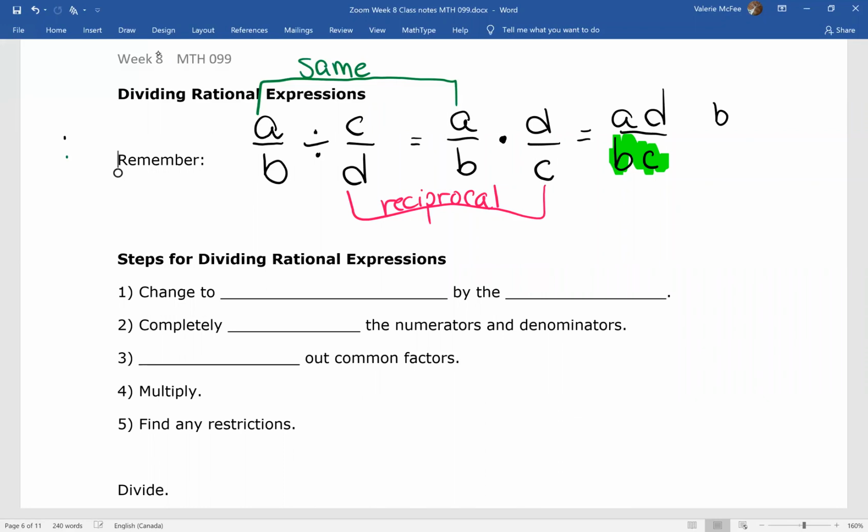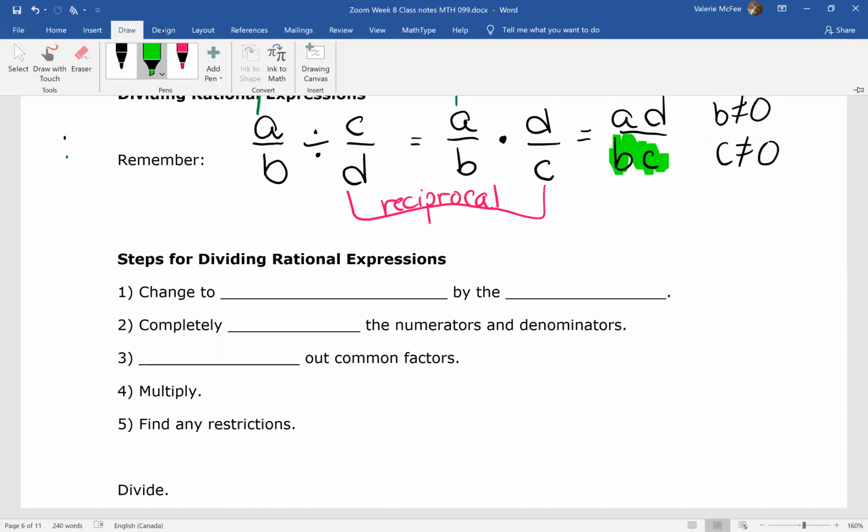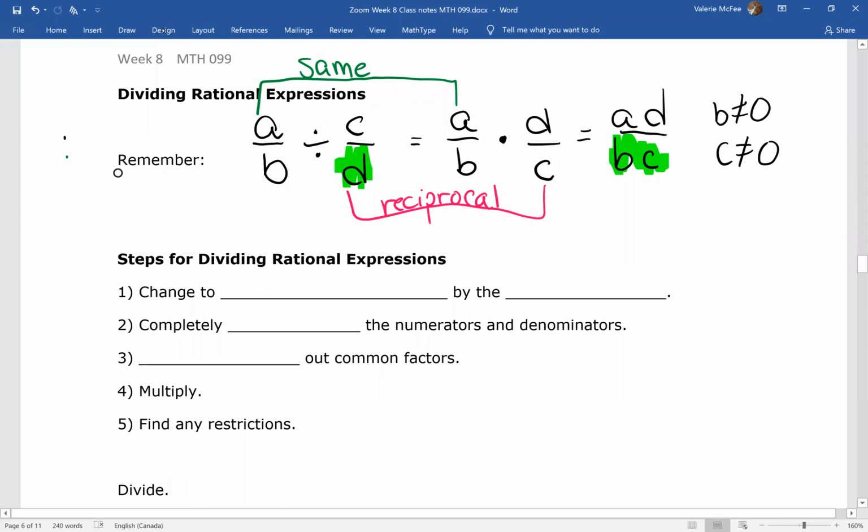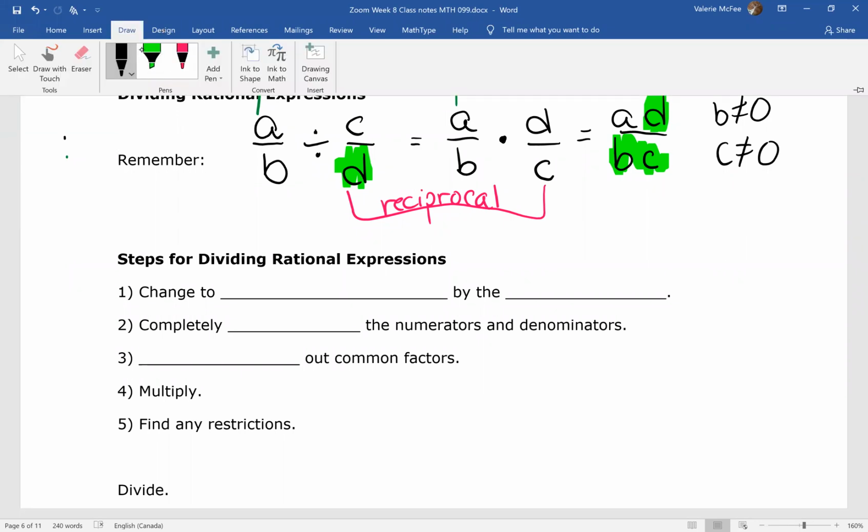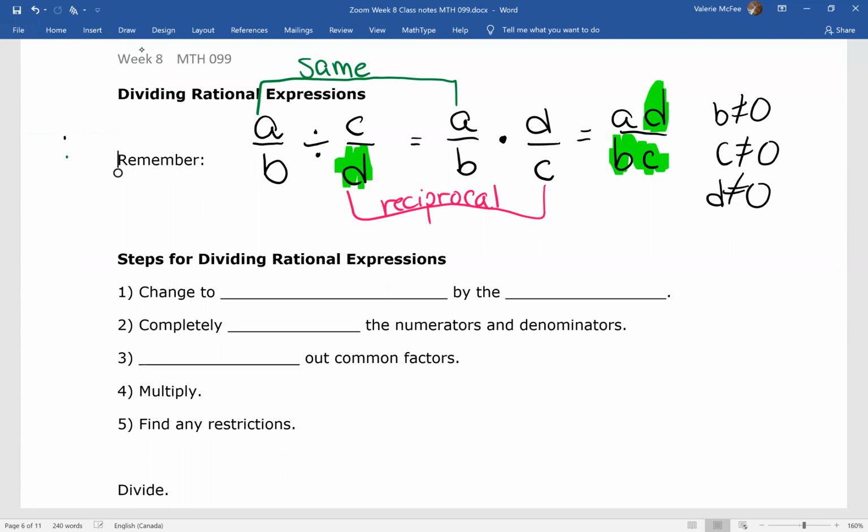So we see that B cannot equal 0, C cannot equal 0. But if you look carefully at this question, what do you notice? You notice that at the start of the question, D was also in the denominator. So D cannot equal 0 either. So when we're looking for restrictions in the division of rational expressions, we need to be careful. We need to check B, C, and D.